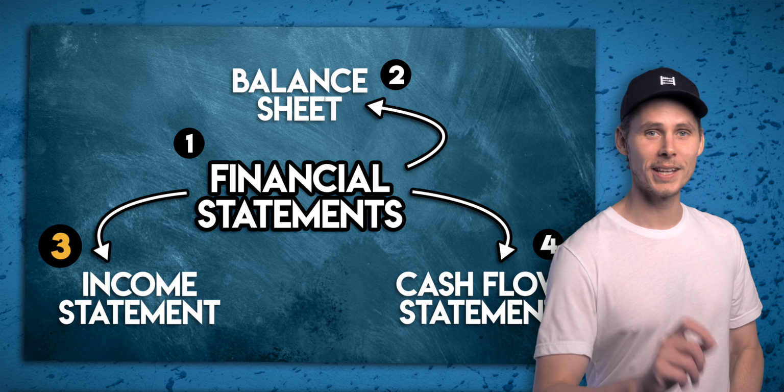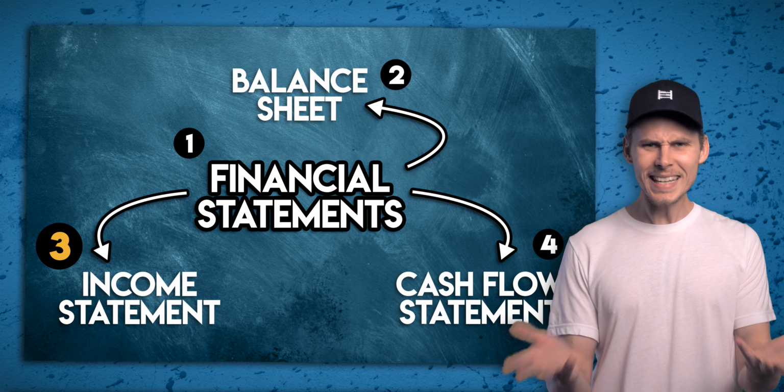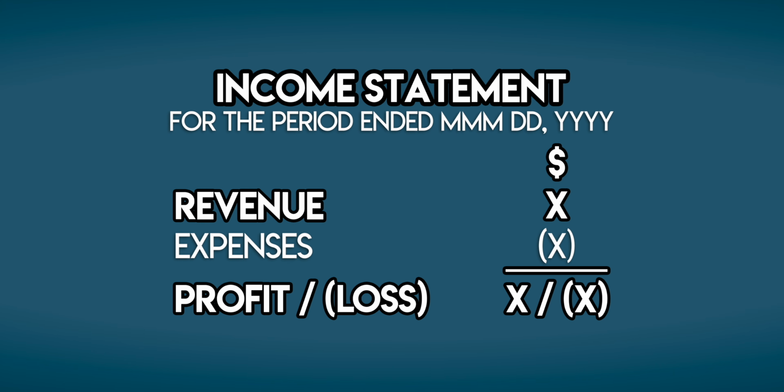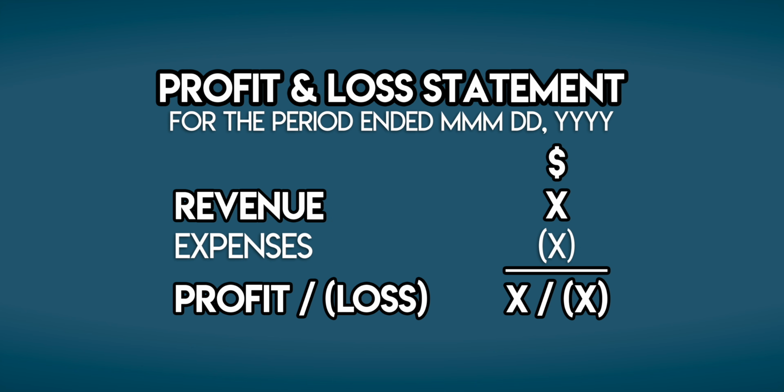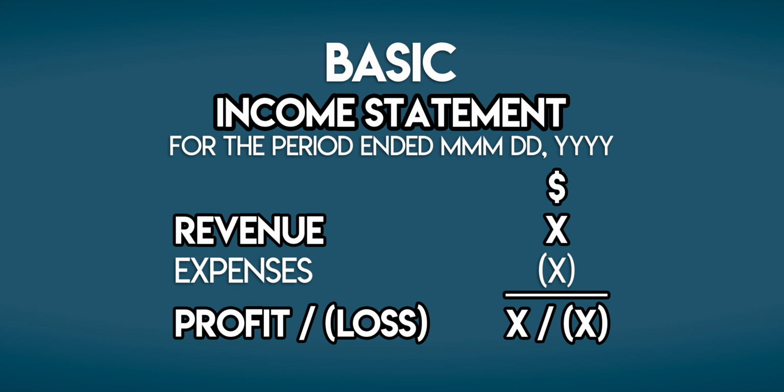Let's move on to the income statement or statement of profit and loss. What is an income statement? The income statement is a financial report that summarizes a business's revenues and expenses over a period of time. It works like this. If you take a business's revenue and subtract its expenses, then you're left with a profit or a loss. That's why it's sometimes called the profit and loss statement or the P&L, but we'll call this one the basic income statement.